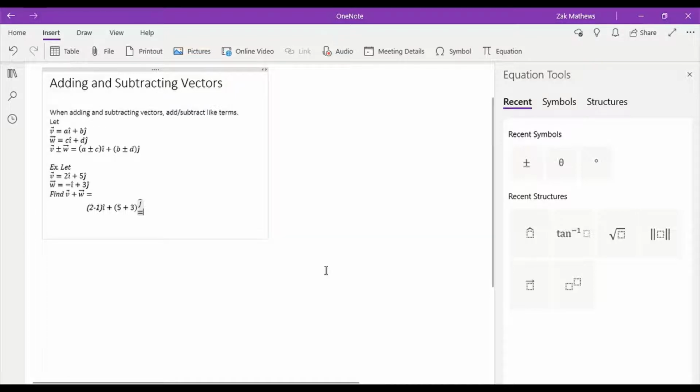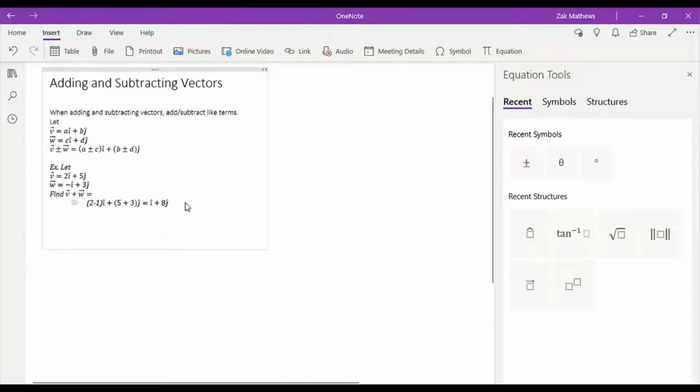We know that 2 minus 1 will give me just a 1 i hat. I can write the 1 i hat, or I can just put the i hat there, because anytime we have just that i hat, we know it has a coefficient of 1. And then 5 plus 3 will give me an 8 j hat. So our answer should be i hat plus 8 j hat, like so.